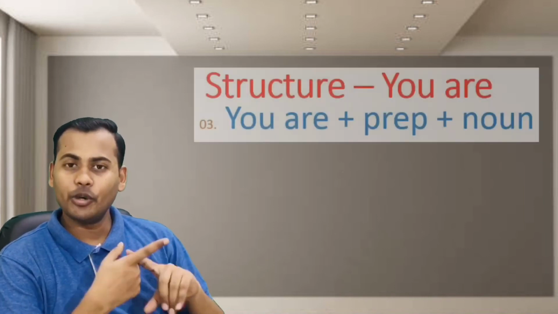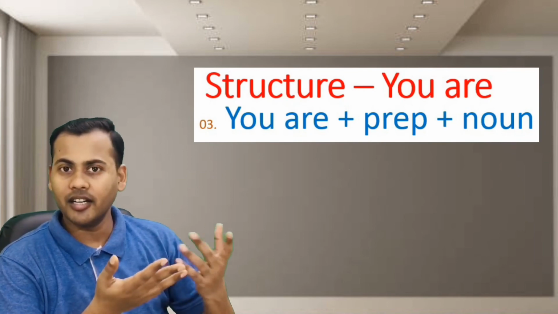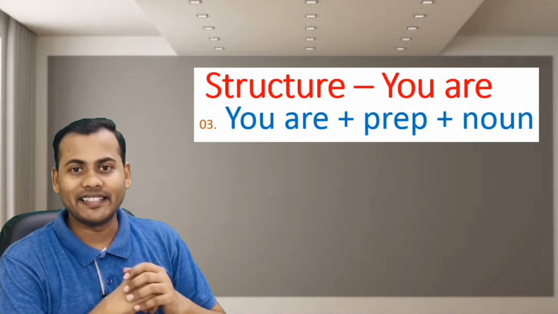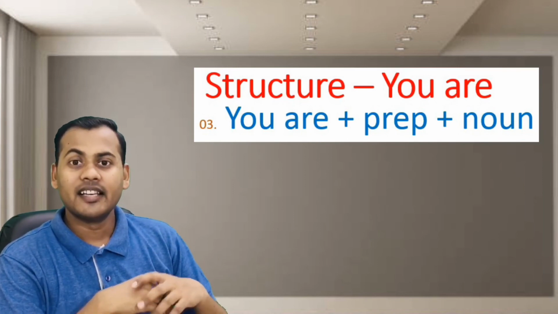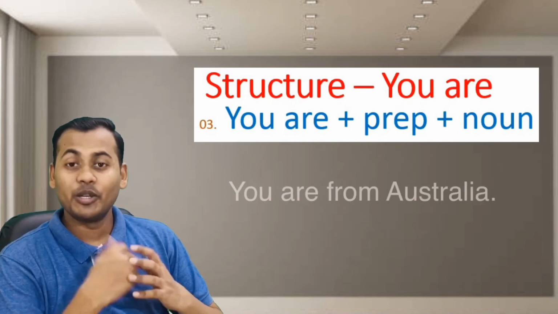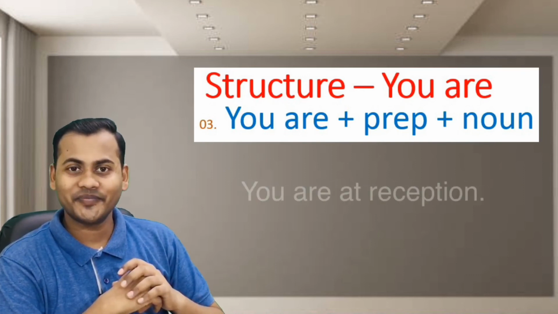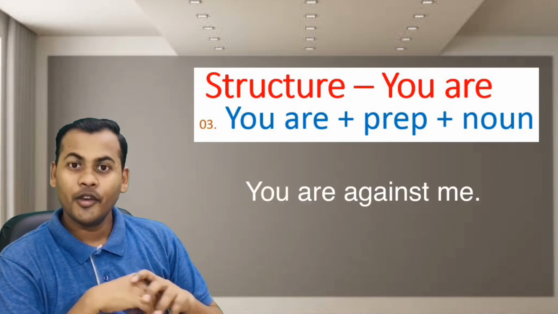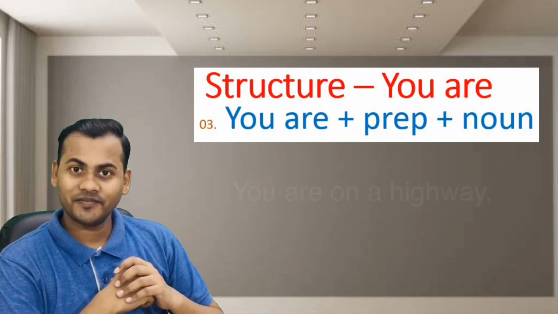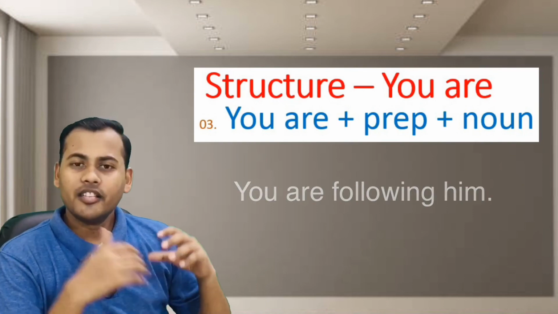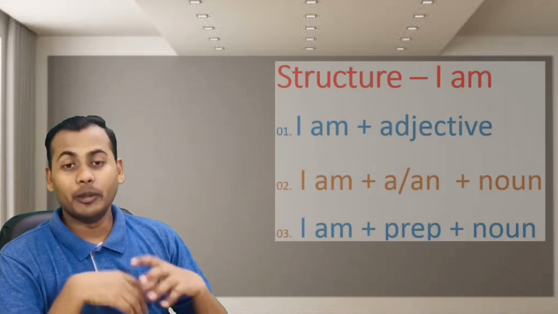And let's move on to the final sentence structure that I'm going to give you here. You are plus a preposition and then a noun. You simply add a noun in the end of the sentence, and that is when it's complete. So simply what you can do, you can say you are from India. You are from Australia. You are at reception. You are between them. You are against me. You are on a highway. You are following him.